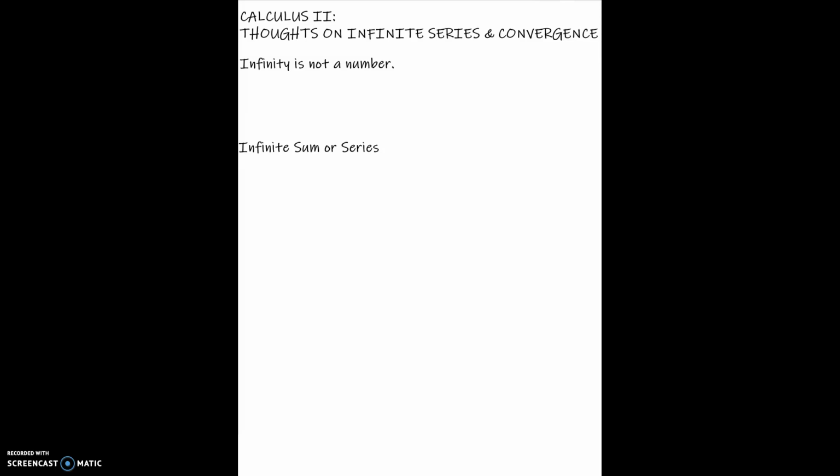I just want to go over some thoughts on infinite series and convergence. Let's begin with infinity. First off, infinity is not a number. Therefore, we cannot treat it like a number, although many try to. It is a concept. We happen to have a symbol for infinity that looks like a number, but it's not actually a number.